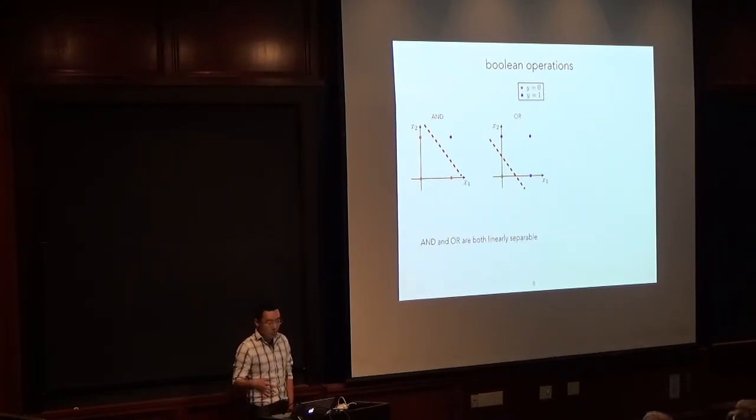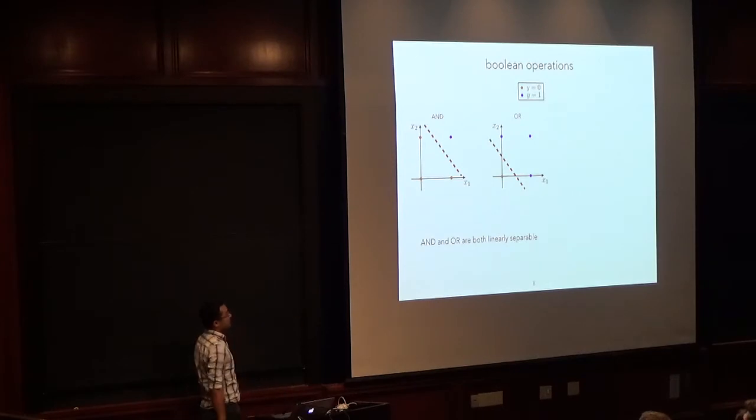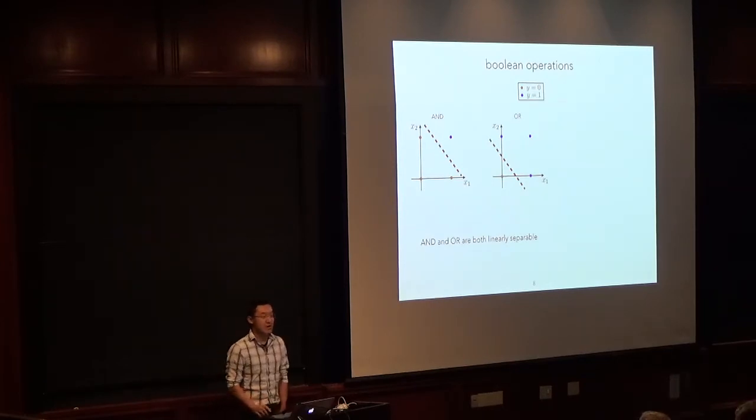Okay, so the AND and OR operators are linearly separable. In other words, if I were to put the AND and OR operators embedded into some sort of feature space, then I could learn this linear classifier that has the same behavior as an AND and OR operator.